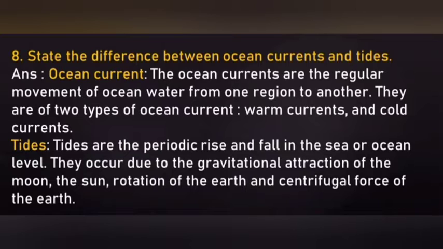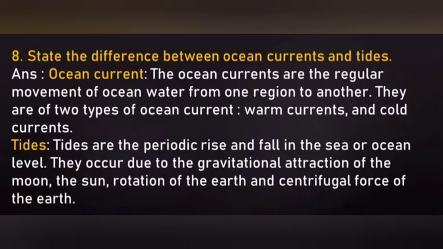Next question is state the differences between the ocean currents and the tide. Ocean currents are the regular movement of ocean water from one region to another. There are two types of ocean current, warm currents and cold currents. Next one is tides. Tides are the periodic rise and fall in the sea or ocean level. They occur due to the gravitational attraction of the moon, the sun, rotation of the earth and the centrifugal force of the earth.